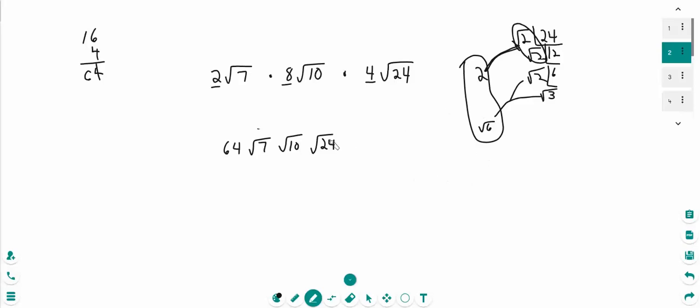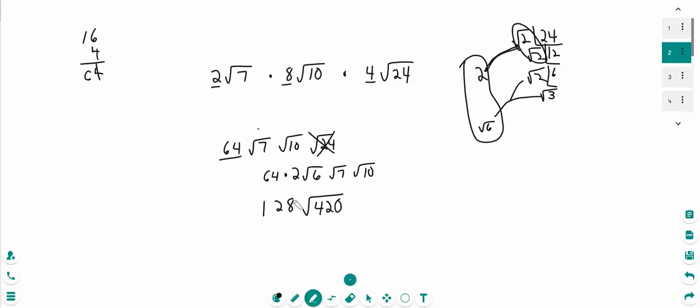So the square root of 24 is actually going to become 2 times the square root of 6. And once again, I'm going to rewrite this, writing the coefficient first. So it'll be 64 times 2 times the square root of 6, and I still have the square root of 7 and the square root of 10, all being multiplied here. Now I can multiply the 64 times the 2, which gives me 128. And now, what's 6 times 7? That's 42. 42 times 10 is 420.